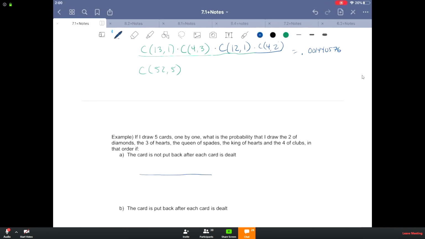Okay, so let's talk about our denominator. What is our sample space? Does the order matter in this one, or does the order not matter? I think it does. It does matter, right? Because we said in that order, right? So we're saying in that specific order, the order does matter. Okay, so this isn't a combination, this is a permutation, right? Of 52 cards, and I'm picking 5 of them. All right, the order does matter in there.